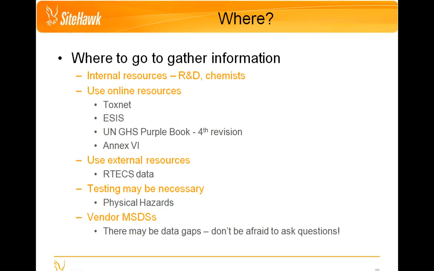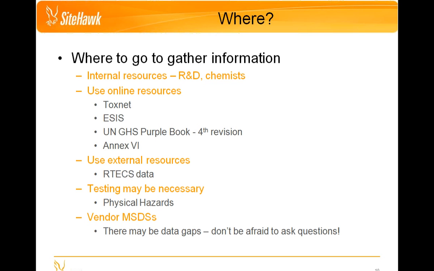You can also use online resources. ToxNet is actually a free online resource which incorporates data for chemicals from multiple resources, including your IARC monograph, your RTECS data, the Merck Index. That data is also included in the ToxNet resource. You can also use ESIS. ESIS is actually a European website. It stands for the European Chemical Substance Information System. And from this website, you can gather EU CLP classification information. You can also gather REACH registration information.